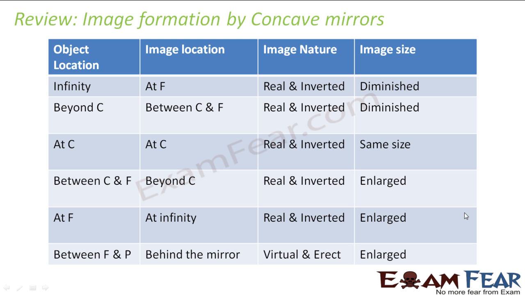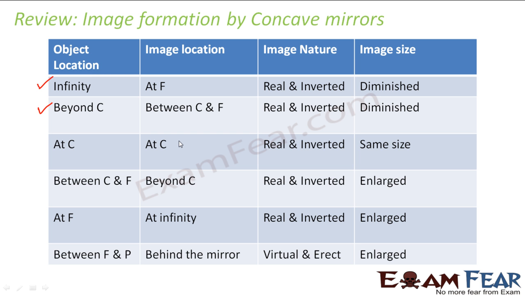So now this chart tells you, till now we have discussed all different object locations. This chart is a review of whatever we have derived so far. When the object is at infinity, the image is formed at the focus, nature is real and inverted, and the size is diminished. As the object is brought a little closer, you see that the image formed goes away from the mirror, right? The object is brought nearer from infinity to focus, and the image goes from focus to infinity. As the object is coming nearer, the image is going away.